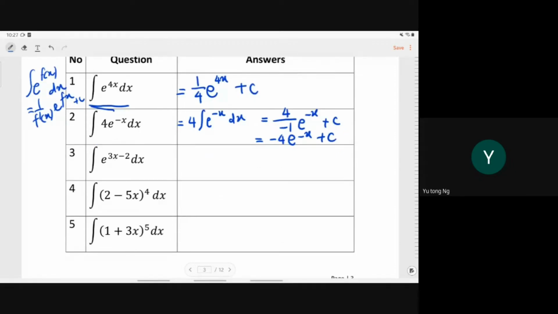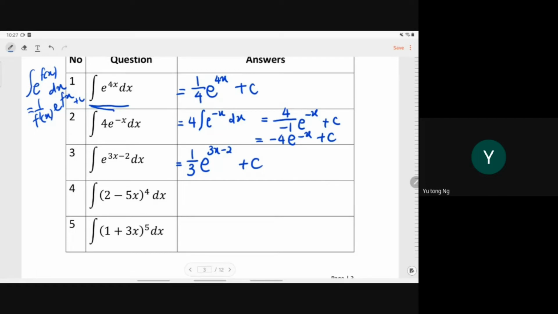For question 3, differentiate the power, which is 3x minus 2. So 3x minus 2, when you differentiate, you will get 3. So it should be 1 over 3 e^(3x-2) plus c.